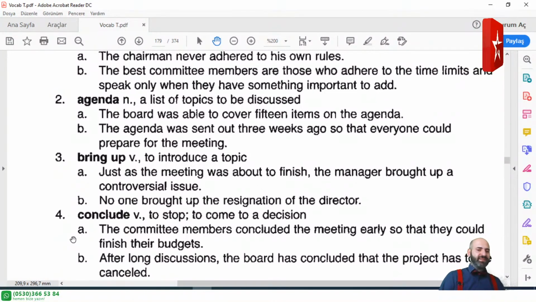And sentence B says, after long discussions, the board has concluded that the project has to be cancelled. Okay, so they talked and talked about it over and over again. And finally, they decided that the project needed to be cancelled. So they concluded that the project has to be cancelled. Yep. If the project is not good, if the project is not beneficial, sometimes we need to cancel the project.